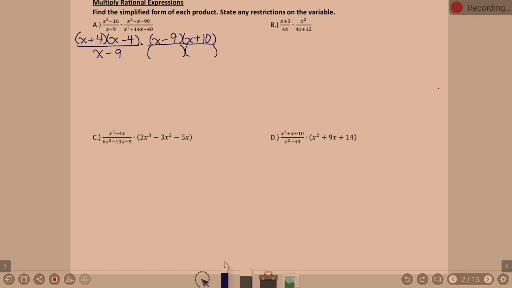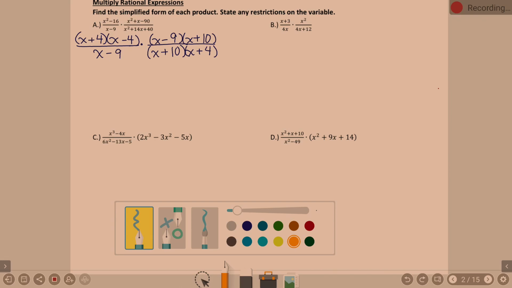X squared, x times x. What multiplies to be 40 and adds to be 14? See, now you guys have 10 on the brain, don't you? I didn't know the answer to that one. Okay, I think it's 7. And if it multiplies to be a positive 40 and adds to be a positive 14, plus and plus.